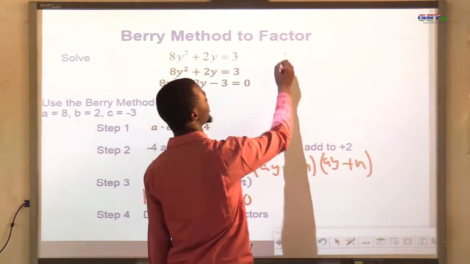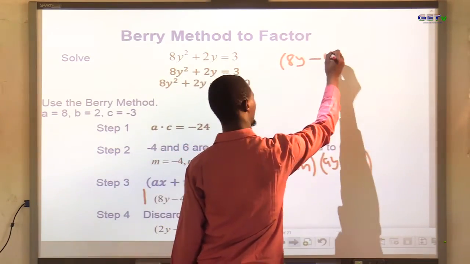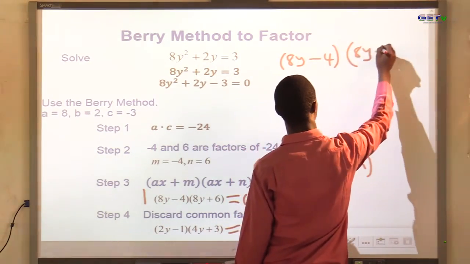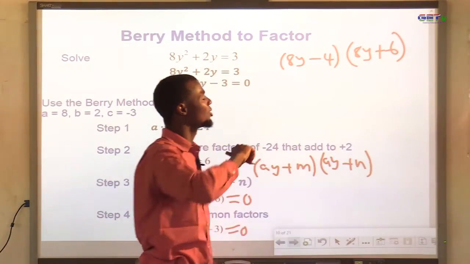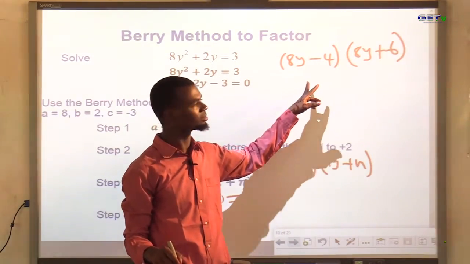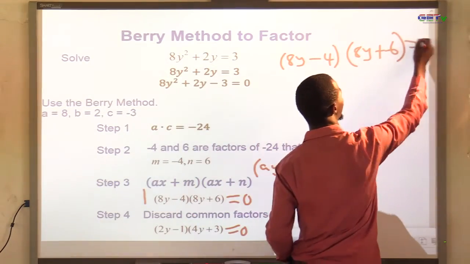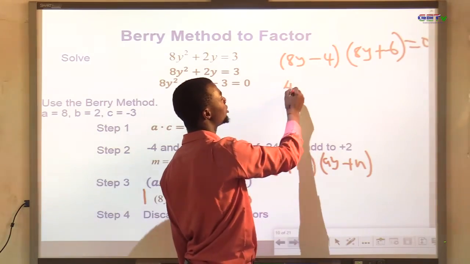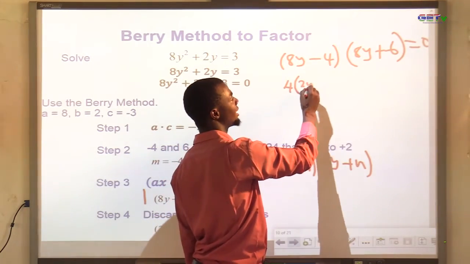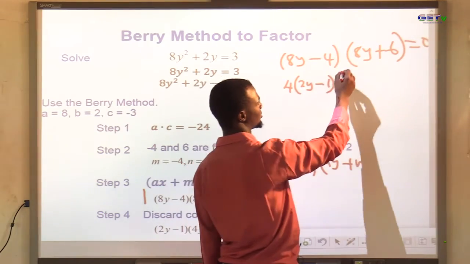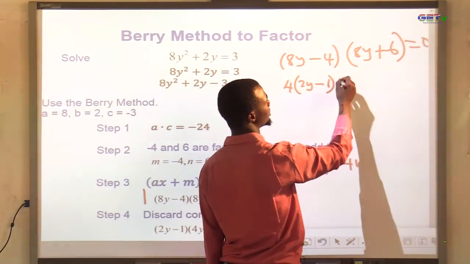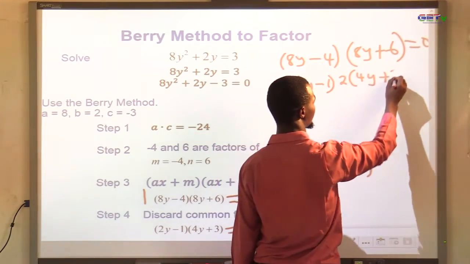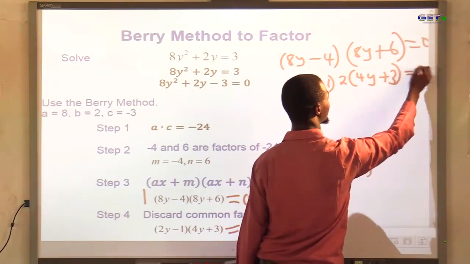First, look at the first binomial where you have 8y minus 4, and you have also 8y plus 6. What is the common factor here? The common factor here is 4. So we will have 4 in bracket, you have 2y minus 1. What is the common factor here? The common factor is 2. Then you have in bracket, you have 4y plus 3. This is equal to 0.